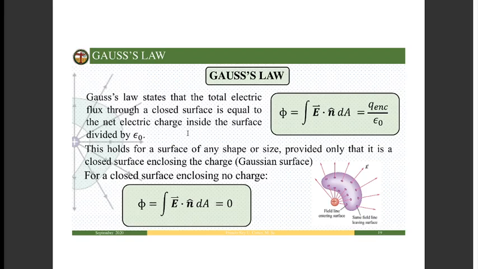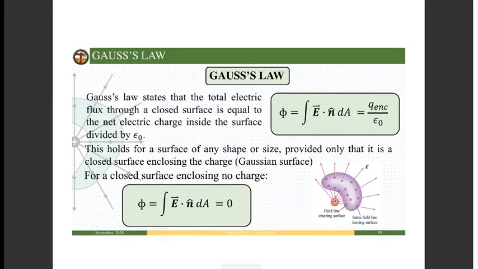Okay, so how about if I have a closed surface but no enclosed charge? This means that your electric flux is equal to zero. Your net electric flux, because your enclosed charge is zero, so zero divided by epsilon sub naught, so basically there is no electric flux for a closed surface enclosing no charge.